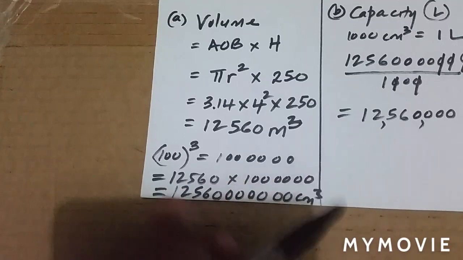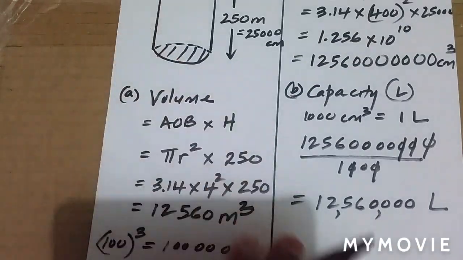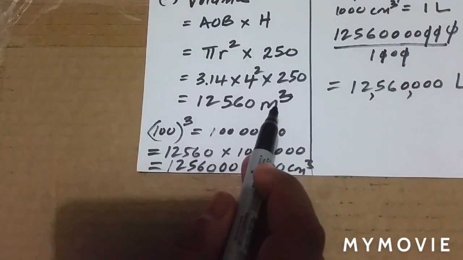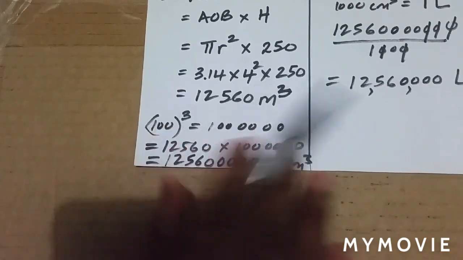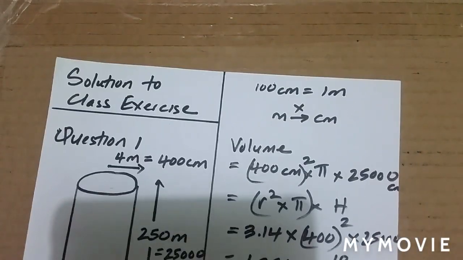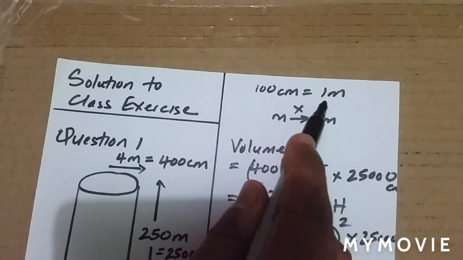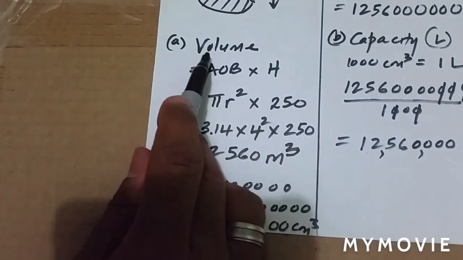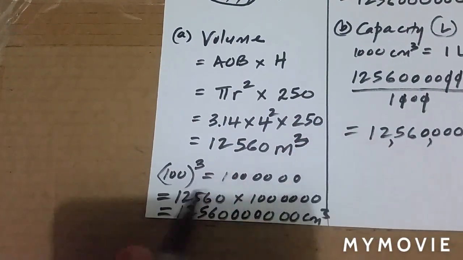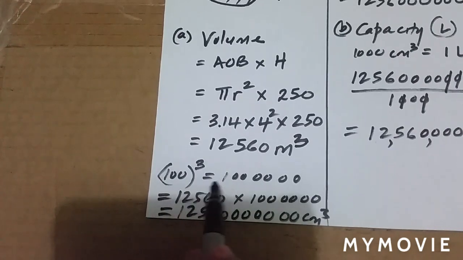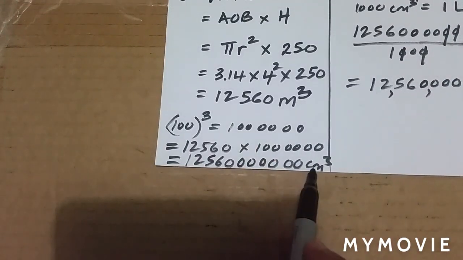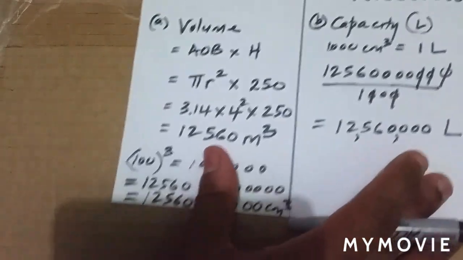All right, now if you're going to convert the meters cubed to centimeters cubed, you'd have to understand the conversion here. 100 centimeters equals 1 meter. Because it is volume and volume is cubed, you'd have to cube the 100, which would give you a million, and then multiply this million by the 12,560 meters cubed to give you that value in centimeters cubed. Okay, that was one way of doing it.